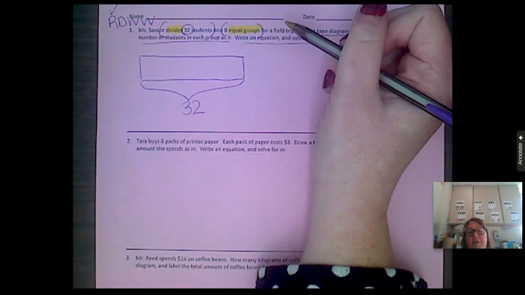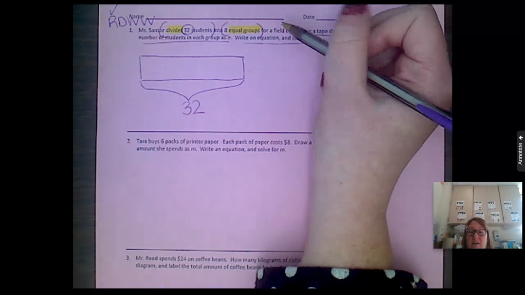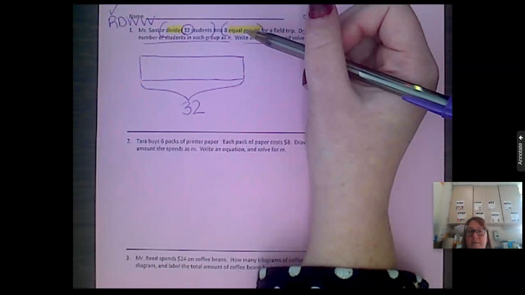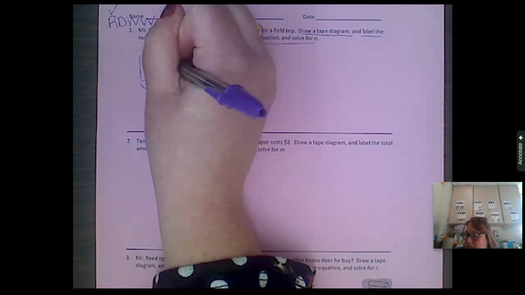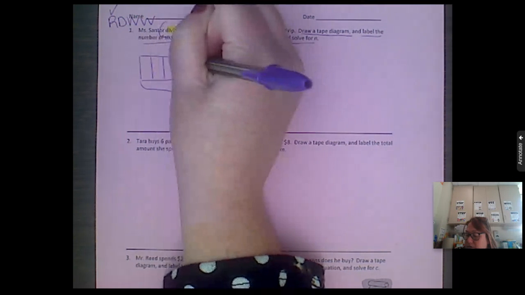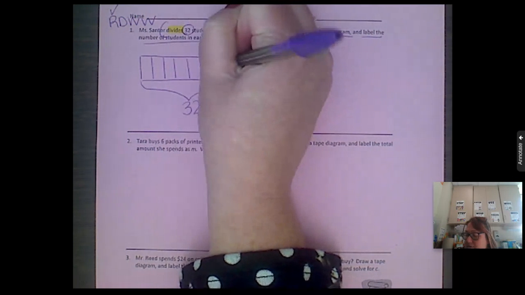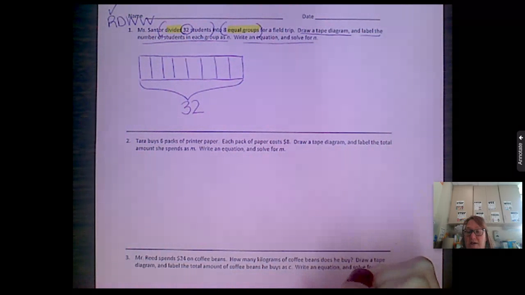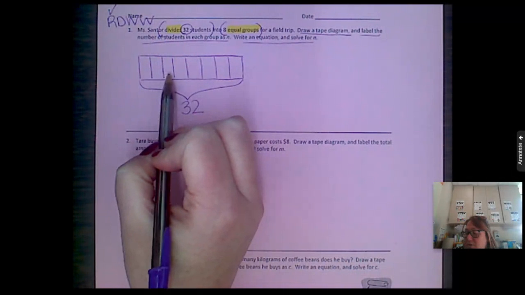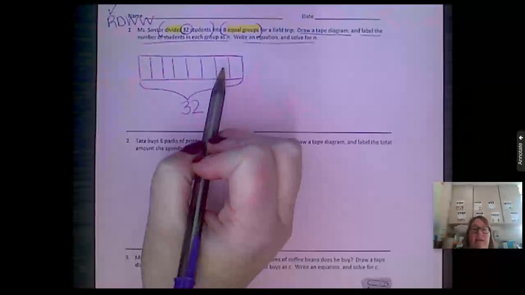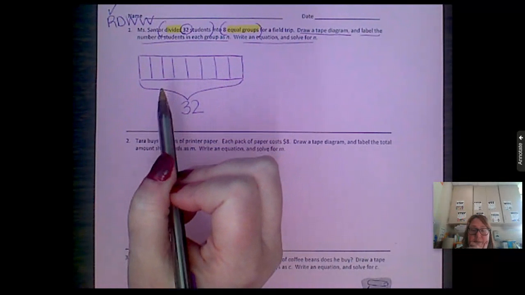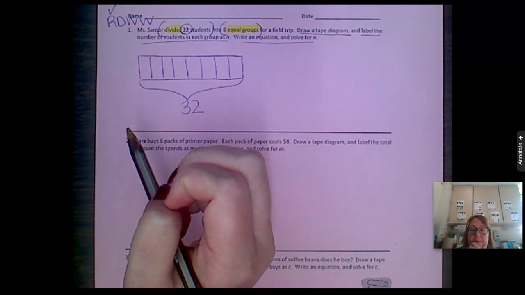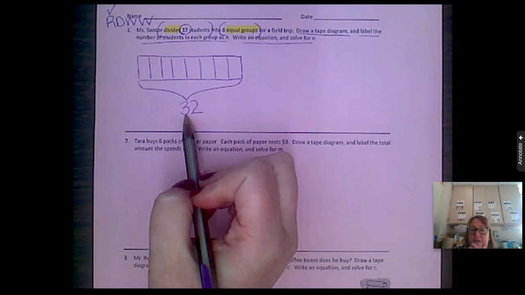32 students into 8 equal groups. So is there 8 in each group? Is there 8 groups? 8 groups, right? 8 equal groups. So if I want 8 groups, how many lines do I make? 7, good. 1, 2, 3, 4, 5, 6, 7. And once I made my 7 lines, I just want to go back and count and make sure that I actually have 8 groups. 1, 2, 3, 4, 5, 6, 7, 8. I'm good. Are you good too? And again, if you need to pause it as we're working our way through these, then go ahead and feel free.